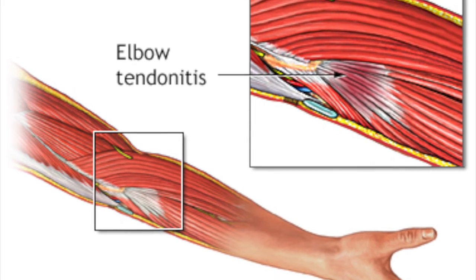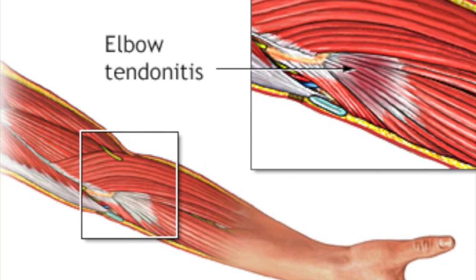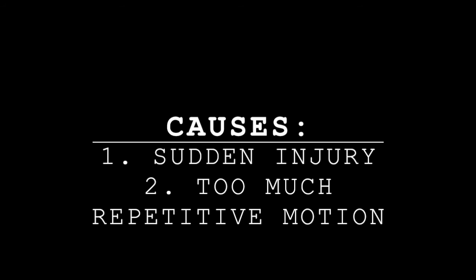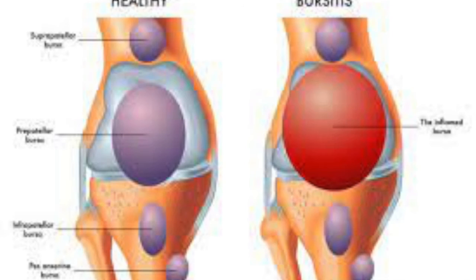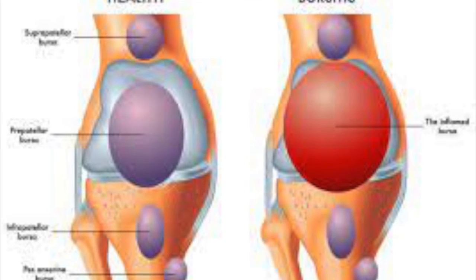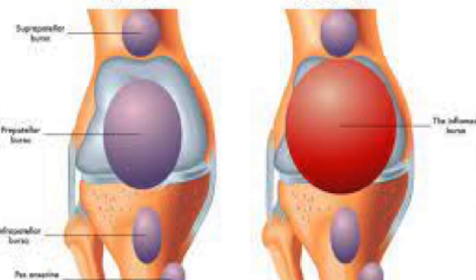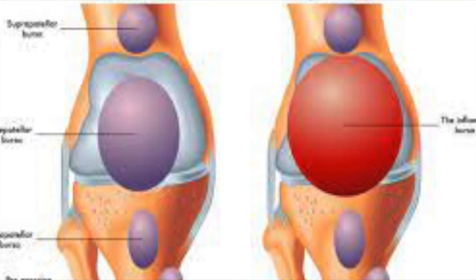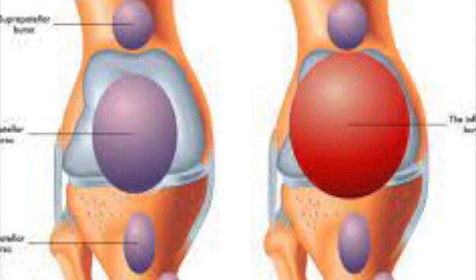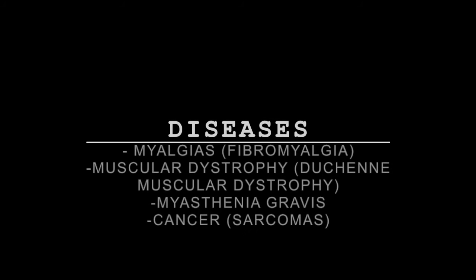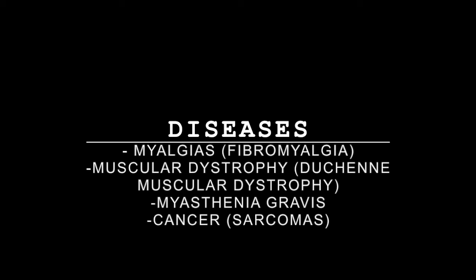The next condition is tendinitis and is a form of inflammation in the muscle tendons and attachments. Tendinitis is caused by a sudden injury or too much repetition of a specific movement, which can be caused by work or repetitive hobbies. The last condition is bursitis, which occurs when the bursa sac is inflamed. When the sac bursts, synovial fluid surrounds the affected joint and swelling can occur. The final category is focused on the different diseases that can happen in the muscular system.